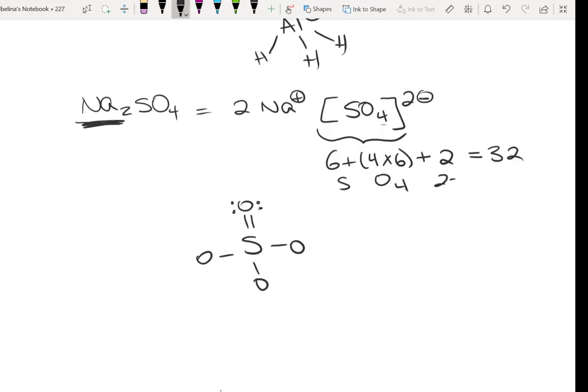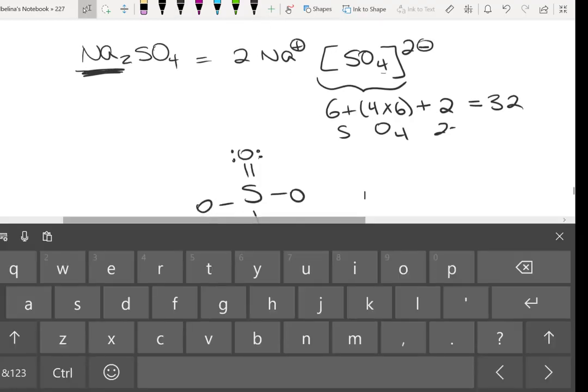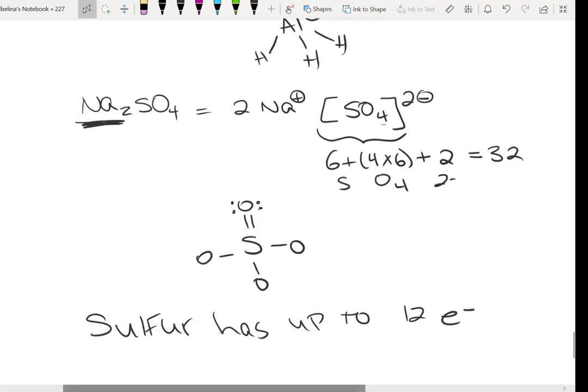And what I'm going to do is try to satisfy as many of the octets as I can until sulfur has 12 electrons around it. And for sulfur, when you can have 12 electrons, have 12 electrons. Okay, so right now I have 1, 2, 3, 4, 5, so 5 bonds, 10 electrons. So I can make 1 more oxygen have 0 formal charge if I double bond it. Okay, sulfur is now maxed out, it has 12 electrons.